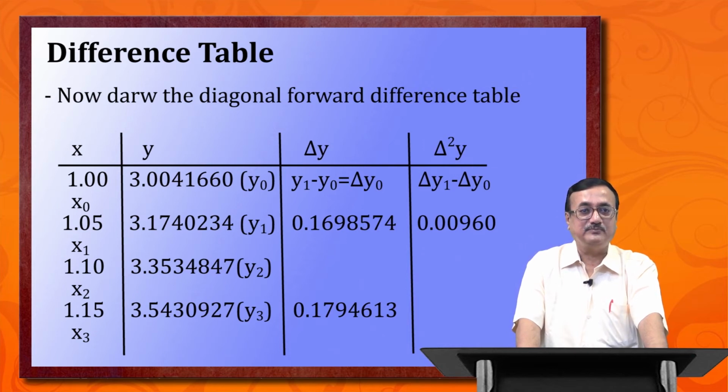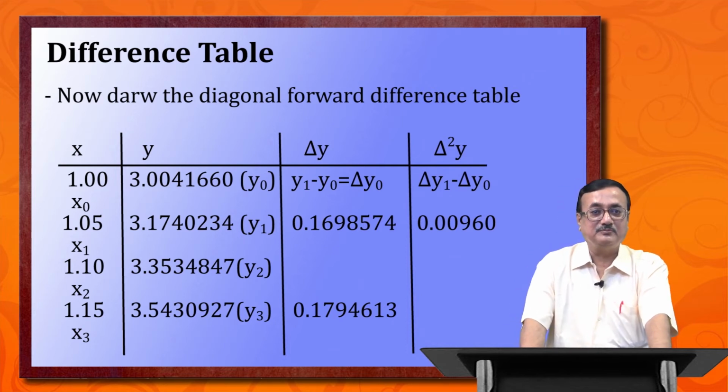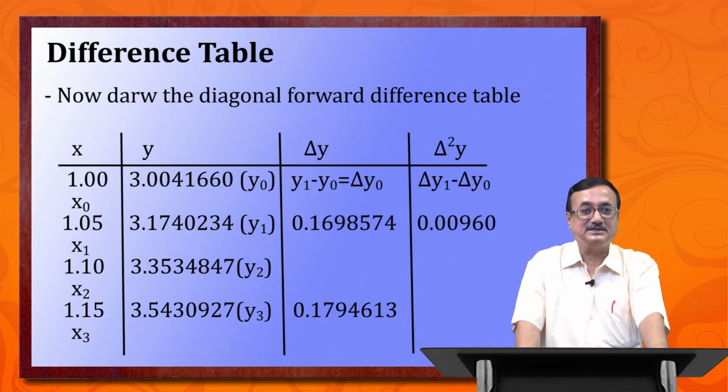In the first column, we will write down the value of x. In the second column, the value of y. In the third column, delta y. What is delta y? How have I obtained this value, 0.1698 etc.? This is nothing but y1 minus y0. y1 minus y0 is delta y0. So this term is delta y0.